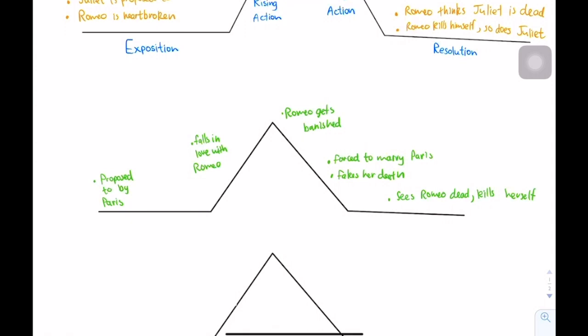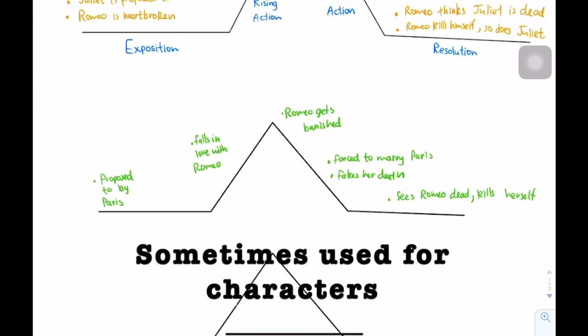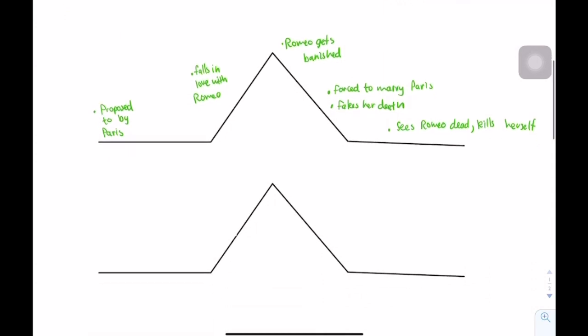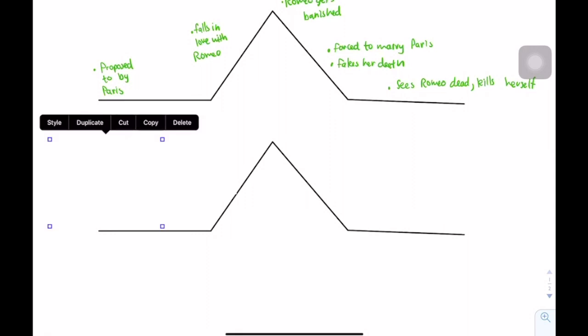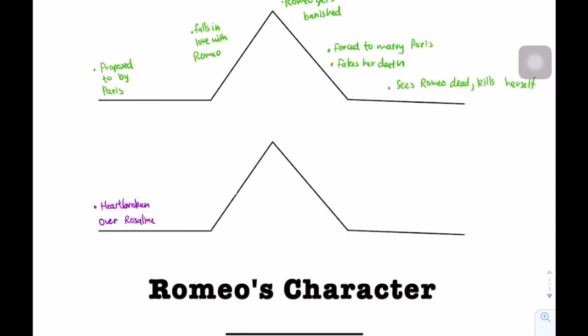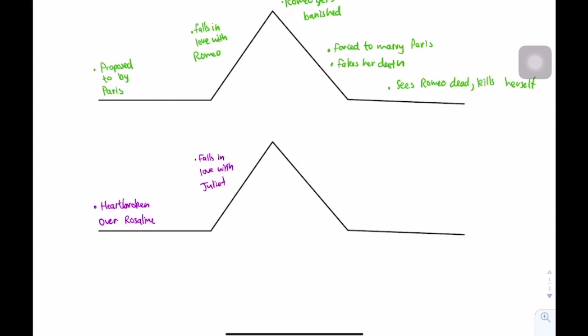So you can see that you can also draw this out for your individual characters, and that kind of makes it interesting because you can see each character's motivations too. And finally, I did the same thing for Romeo. So Romeo starts off heartbroken over Rosalind. Then what happens? He falls in love with Juliet. Then what happens? Horatio dies, his best friend. Kind of a detail I skimmed over.